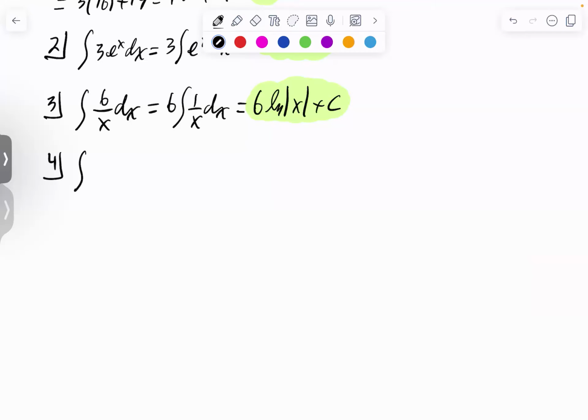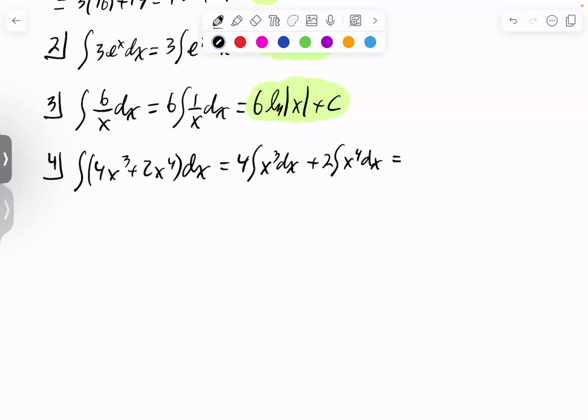Number 4, I have the integral of 4x cubed plus 2x to the 4th dx. And I'm going to use my rules where I'm going to break it up into individual integrals, and I'm going to pull the constants out. You don't have to do this, and many teachers teach this in a way that they don't break it down like this. This is just a personal preference.